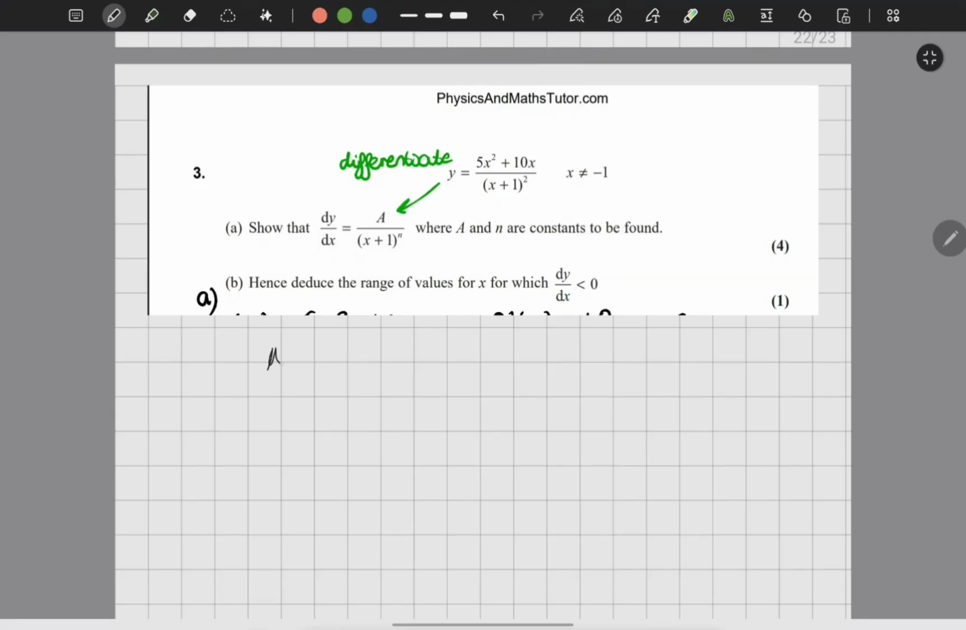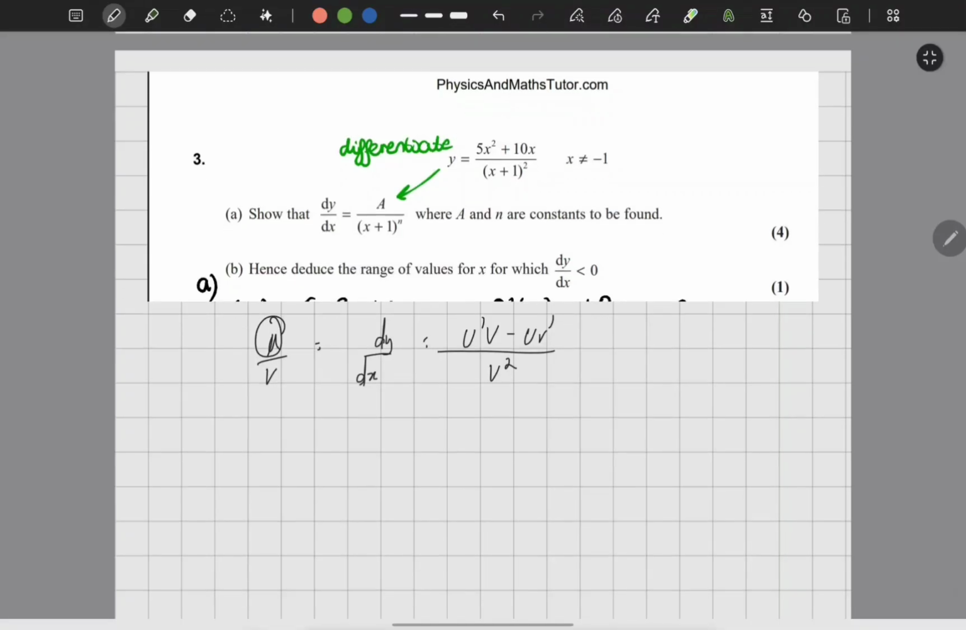So the main rule is if you have something in the form u over v, you would write that differentiated, that dy over dx would be u dash v minus uv dash over v squared. So that means you differentiate the top, times it by the bottom, and then take away, differentiate the bottom, times it by the top, all over the bottom squared.